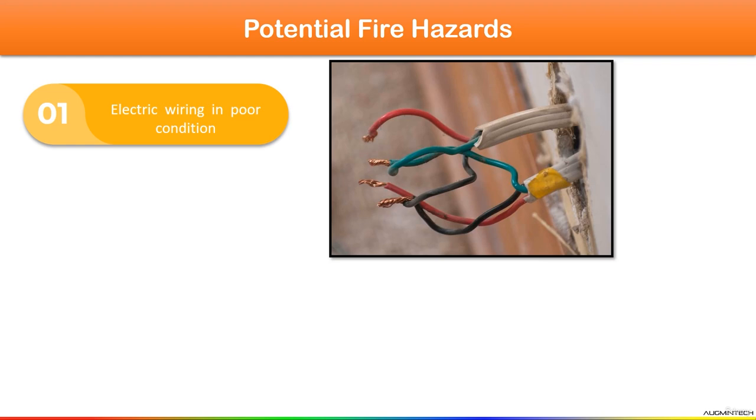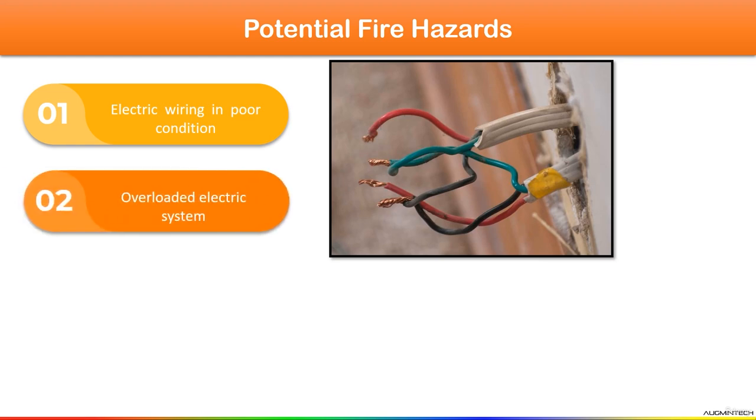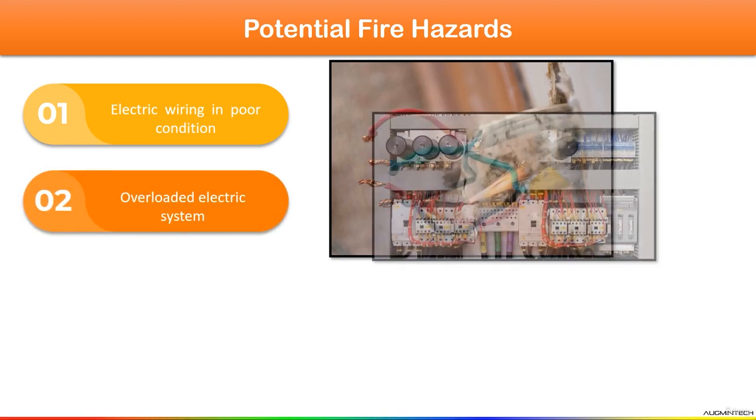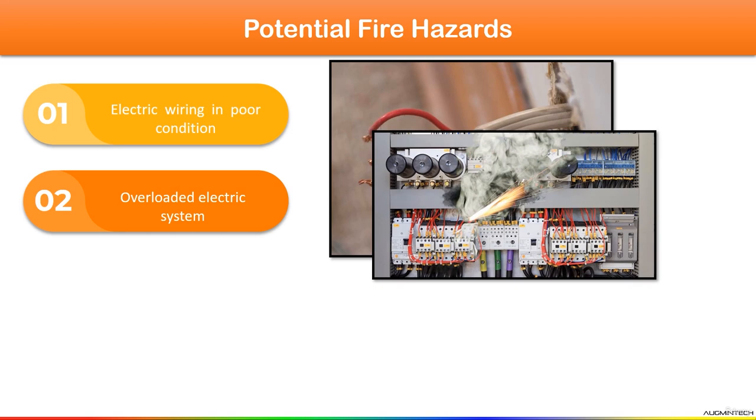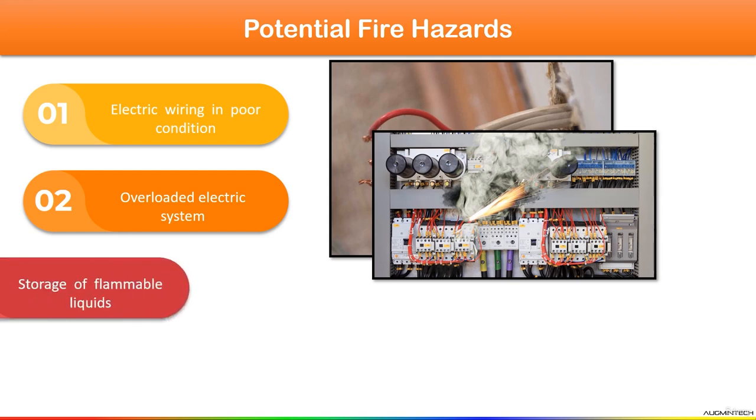Now, the second is an overloaded electric system. An electric overload occurs when too much current passes through electric wires. In this condition, what happens? The wire first heats up and can melt, with the risk of starting a fire. So never use an overloaded electric system.